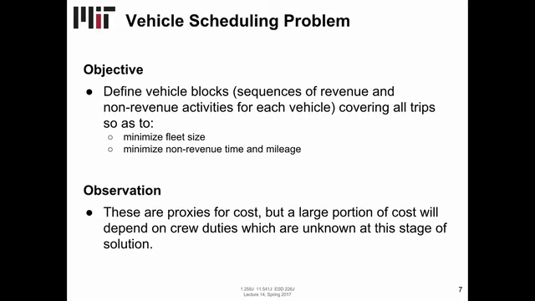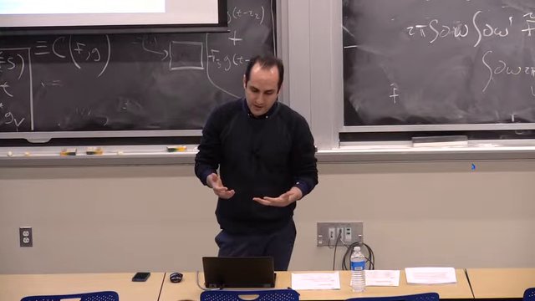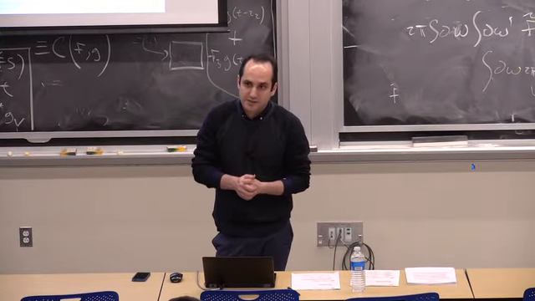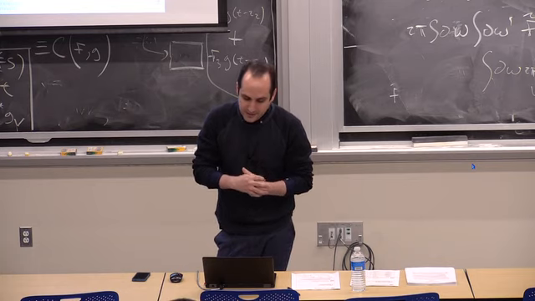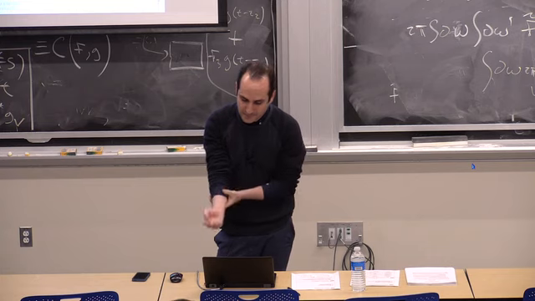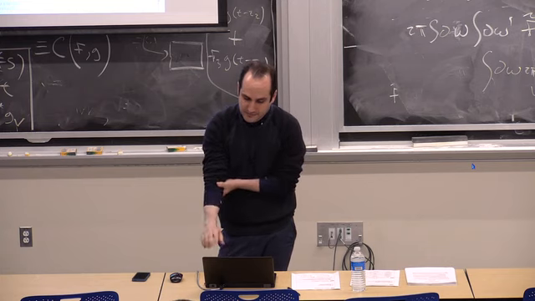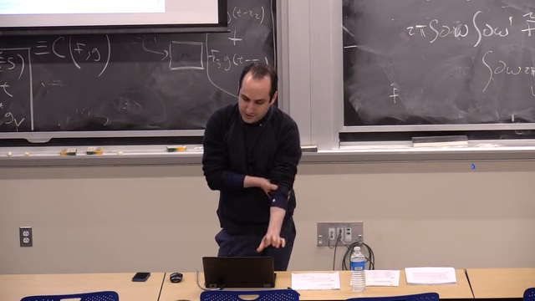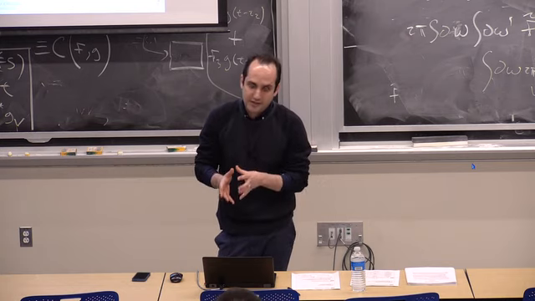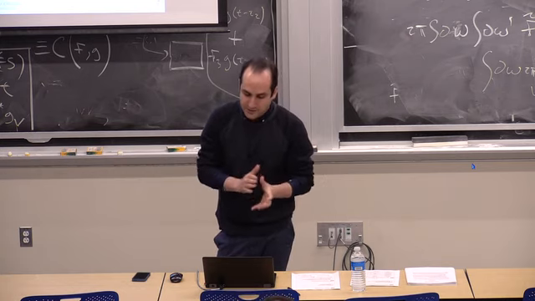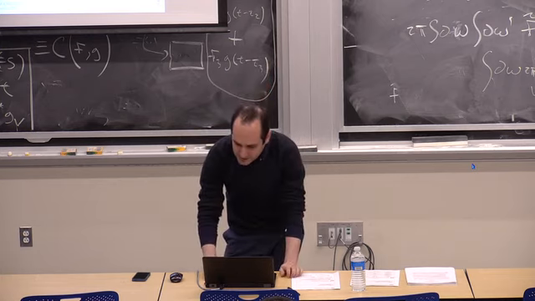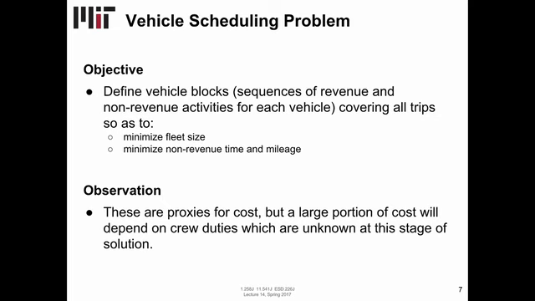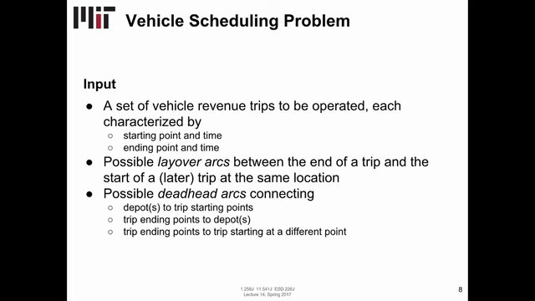One important observation is that these are proxies for cost. Again, in the next step of the work, when we are doing the scheduling for crew, we will realize some of the cost actually depends on how these vehicle blocks are defined, and probably the most important components of cost that are related to crew duties are going to be determined in that stage. So these are only proxies for cost: fleet size and non-revenue time and mileage.